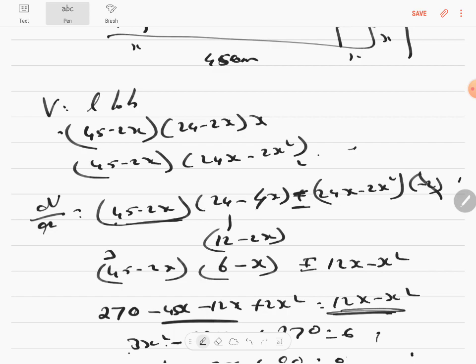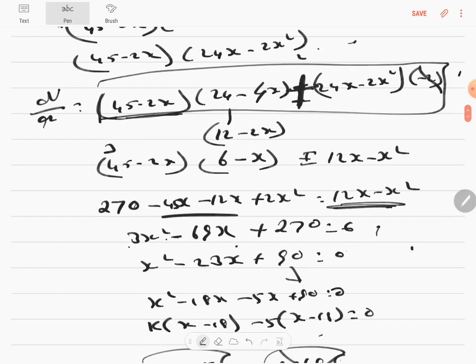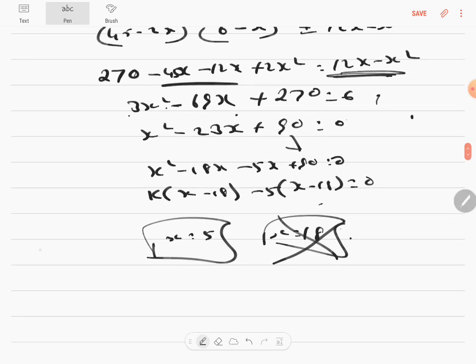24 minus 4x plus, the second one as it is, differentiate the first one, you get this. This is the differentiated value. You have to double differentiate and verify whether it's positive or negative. Let's do the double differentiation verification. I hate it when I scroll. I have to scroll down. d square v by dx square.